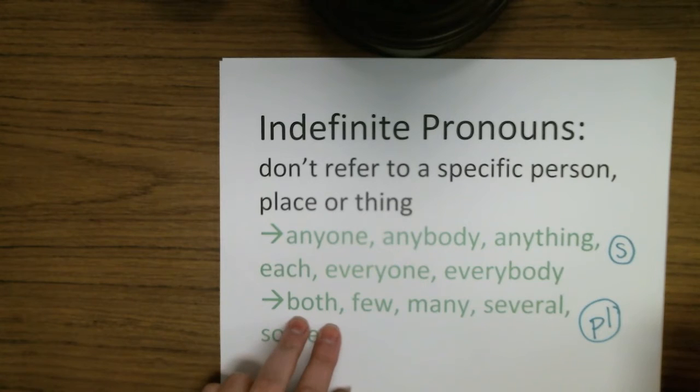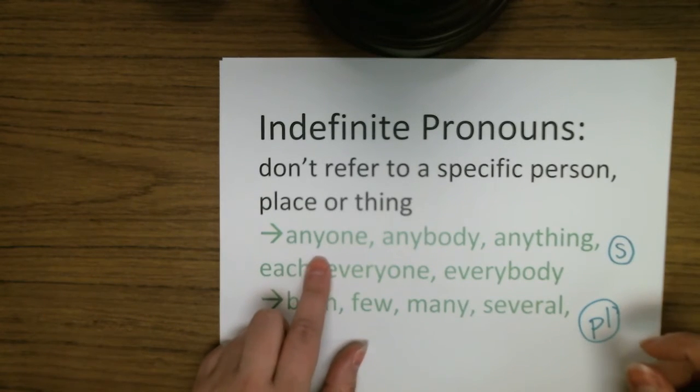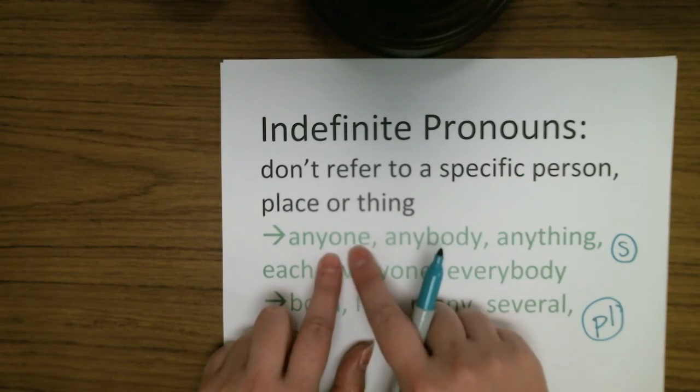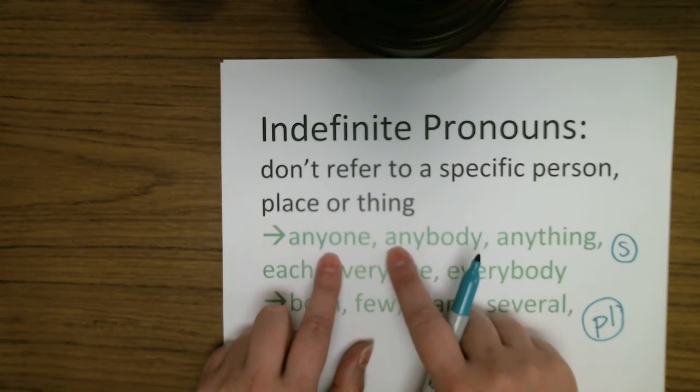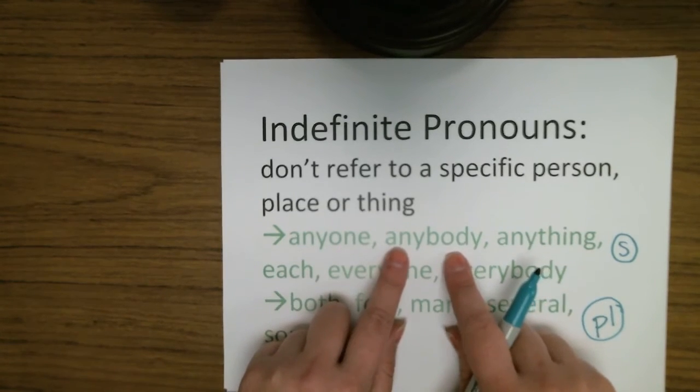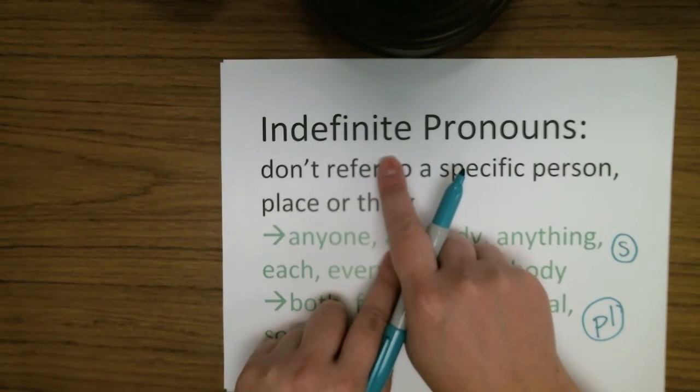Now if I say, is anyone there, am I referring to a specific person? I don't know who it is, that's why I'm saying anyone. Or I will talk to anybody that I meet on the street. I don't know who the person is, that's why it's called indefinite. So those are our four basic types of pronouns.